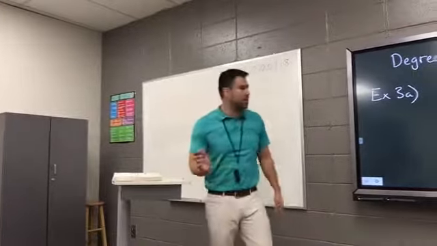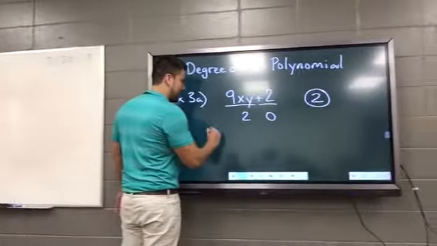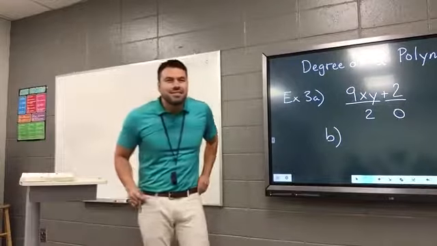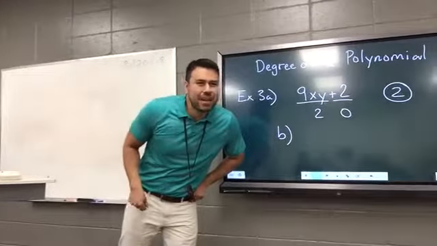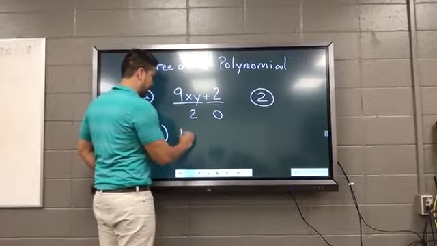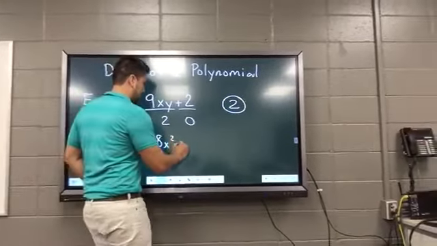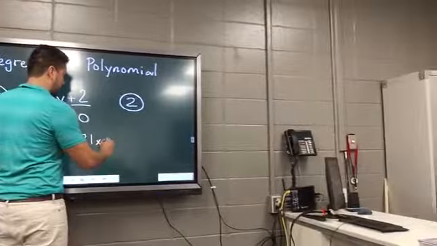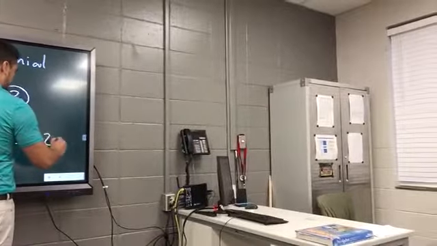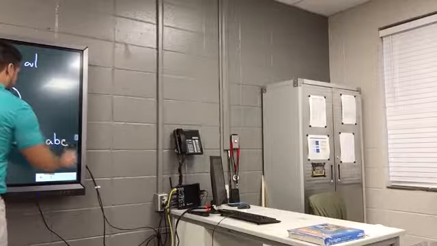Ooh. Can someone read that for me? Because it's hard to look back at many times. Can someone read B? Let's see. Carrot, read for me B, 3B. 18x squared plus 21xy squared plus 13x minus 2abc. Oh, man. Okay, thank you.